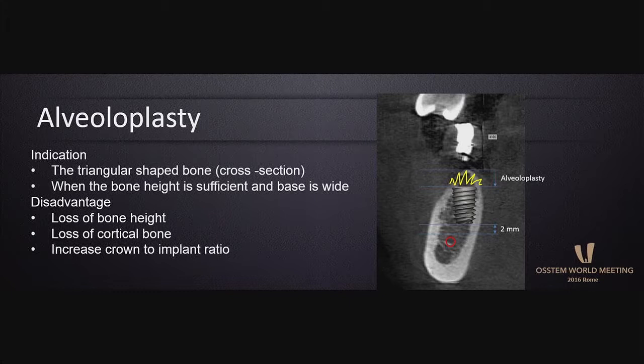The downside of this technique is the loss of cortical bone, so the implant primary stability will be less and it's more difficult to achieve primary stability. And the crown to implant ratio will be increased. So to compensate for this ratio, sometimes we have to place the implant deeper into the bone and have more risk of nerve damage or sinus perforation.